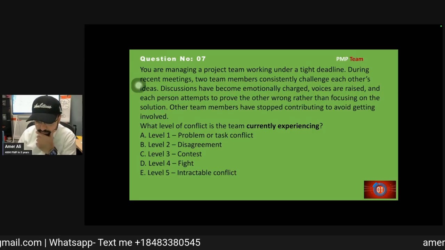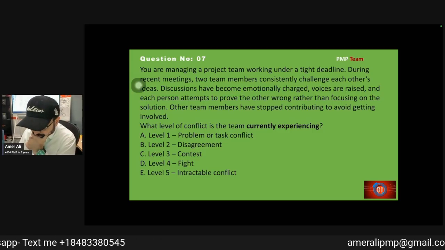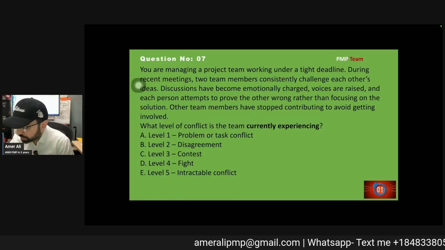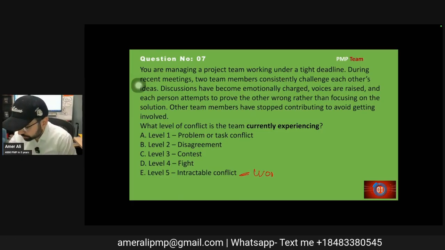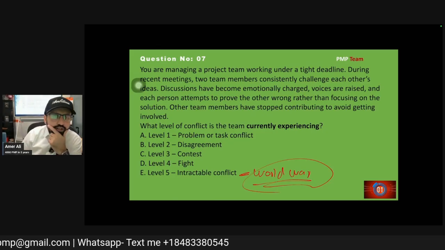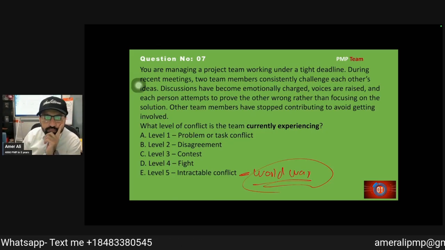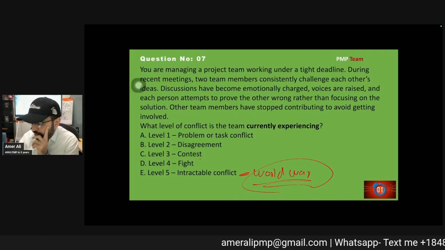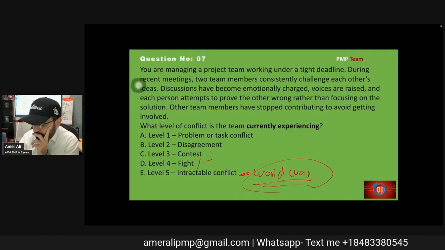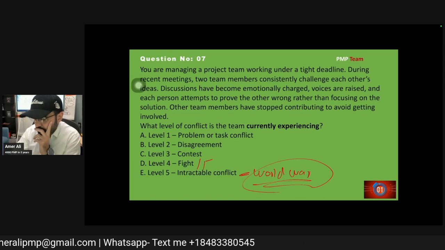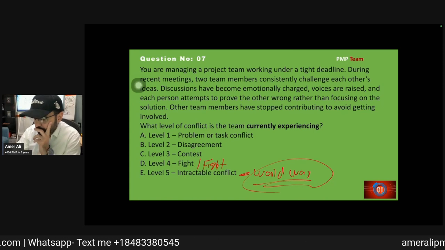Could be level 5. Intractable conflict is world war. Like, this is another way to say this is world war. Another way of saying it, another author. You are managing a project team, fight or flight. This should be fight or flight.